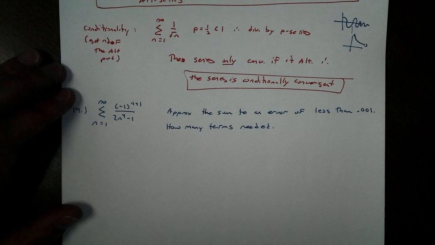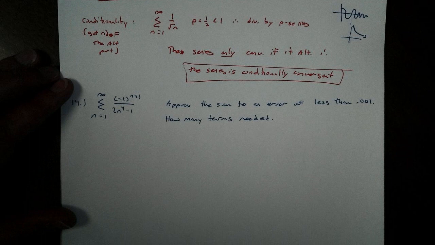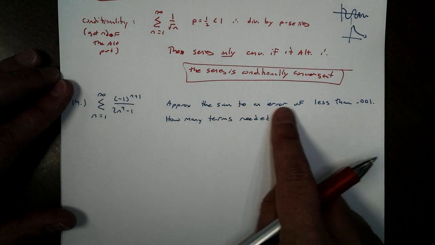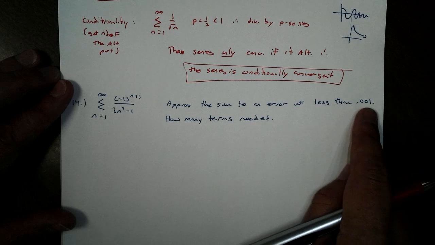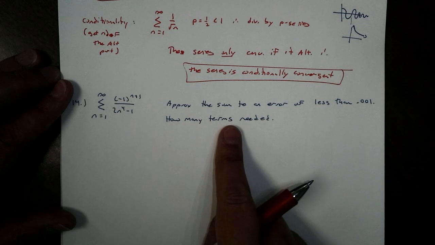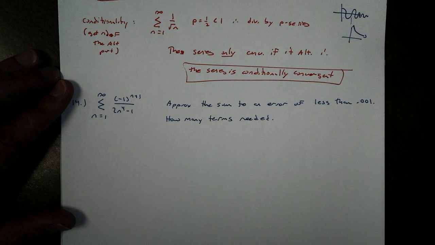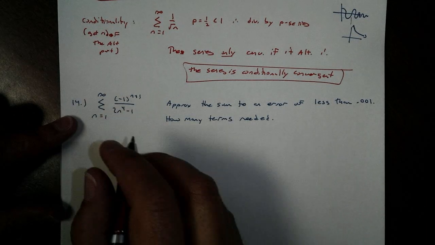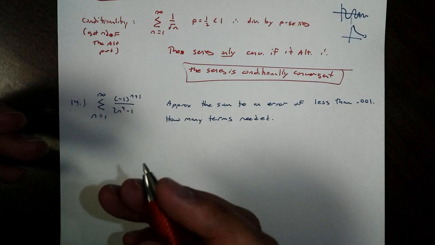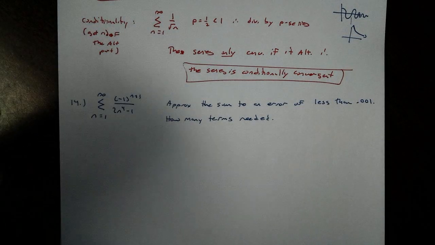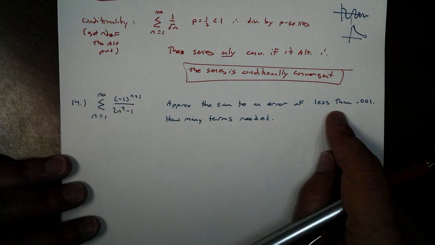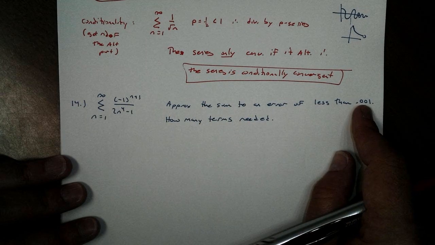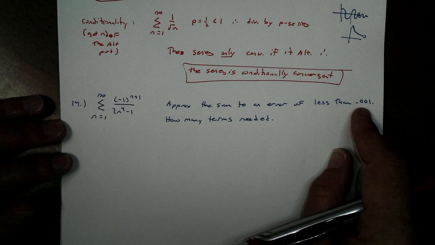Alright, for number 14, this is our fun one. Approximate the sum to an error of less than 0.001. How many terms are needed? This is a very good question for us. This is a series. If we write out the series, we would generate a set of numbers. What we're interested in knowing is how many terms we have to go out in order to have an error of less than 0.001.